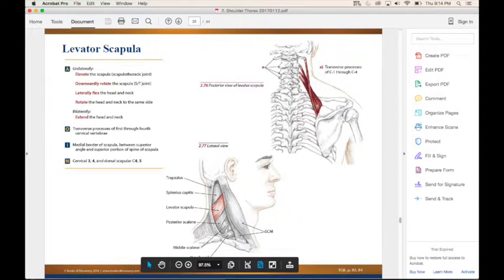Levator scap. Originates transverse processes of vertebrae C1 to C4. Inserts medial border of the scapula between superior angle and superior portion of the spine of the scap. Actions: unilaterally elevates, downwardly rotates the scapula, laterally flexes the head and neck, rotates the head and neck to the same side, bilaterally extends the head and neck.